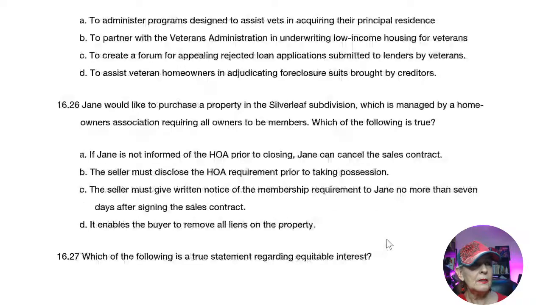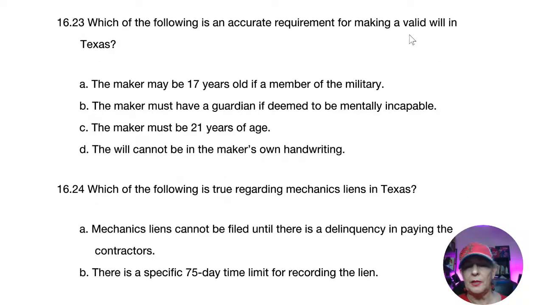Okay, how many questions? B, the maker must have a guardian if deemed to be mentally incapable. C, the maker must be 21 years of age. Or D, the will cannot be the maker's own handwriting. So which of the following is an accurate requirement for making a valid will in Texas?